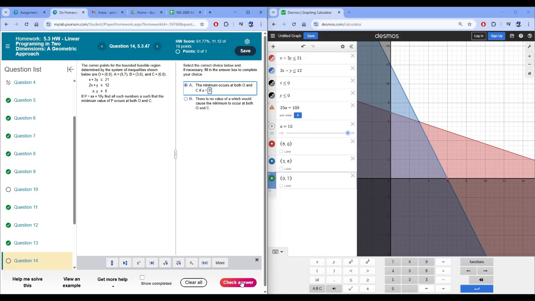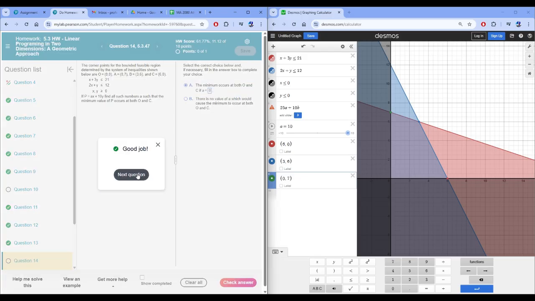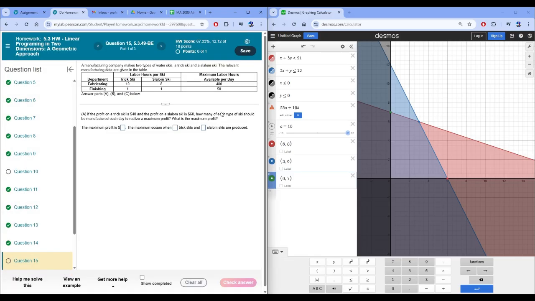If a equals 0, because the minimum occurs if that value is the same. Alright, so here, a manufacturing company produces 2 types of water skis, a track ski and a slalom ski. So we got these 2 types of skis. If the profit of the ski is $40 and the profit on the other is 60, how many of each type should they sell?